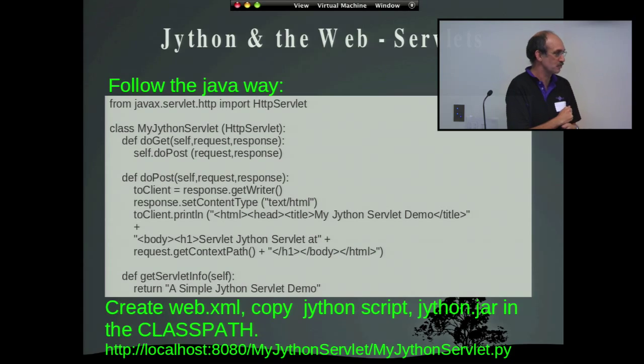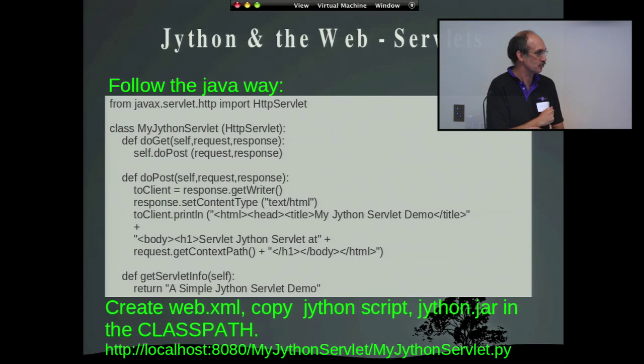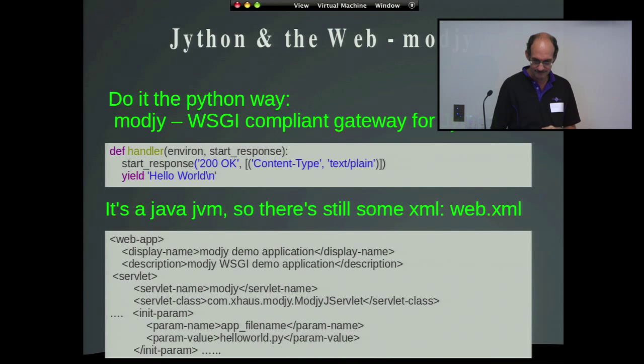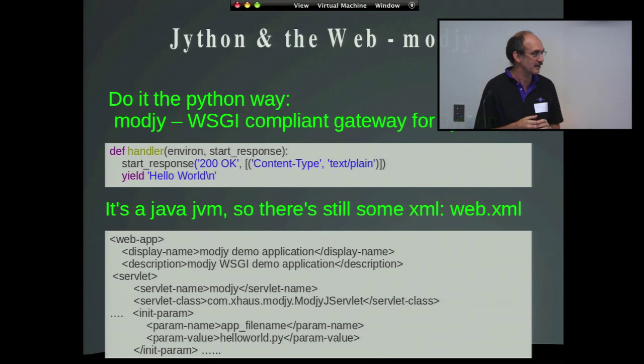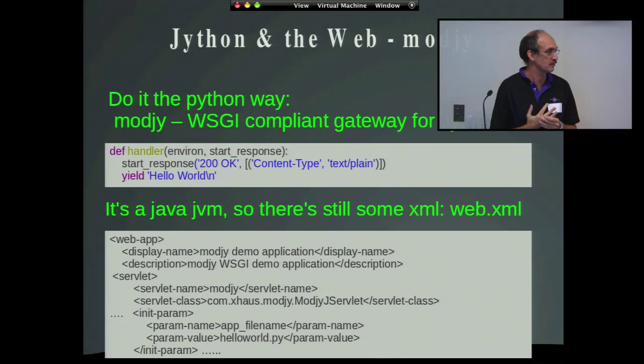But you've still got to create your web.xml file, copy your scripts or make up a WAR file, get things in the classpath, and then finally you can click on your URL and things will work. And then WSGI came along, and a guy called Alan Kennedy, about the time when Phillip Eby was doing the WSGI spec, implemented a WSGI adapter for Jython. And so now that means we can write a web app exactly the same as if we were writing it in CPython and using a WSGI adapter on Apache or CherryPy or things like that.